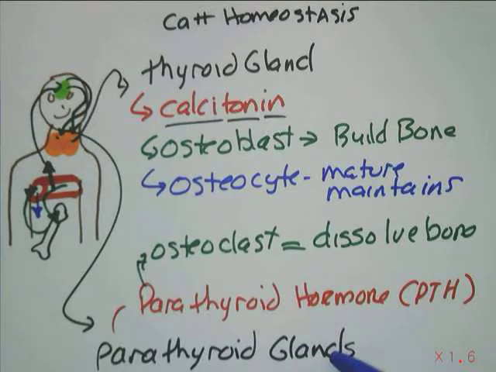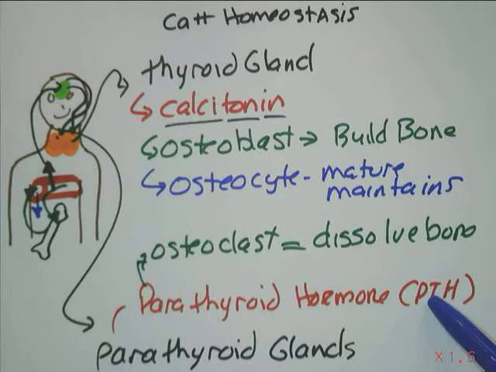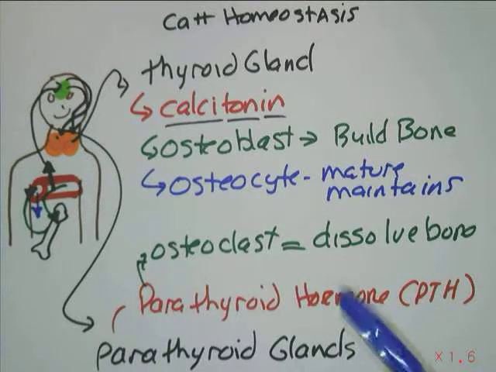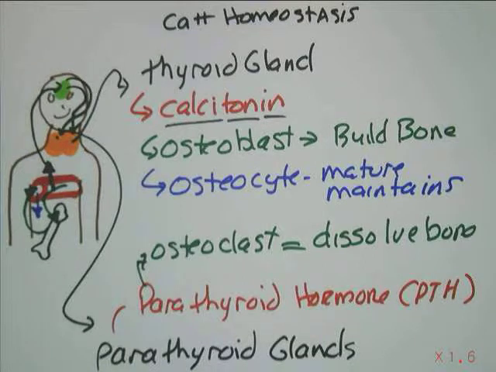The parathyroid gland secretes parathyroid hormone. Its trigger is too little calcium in the blood. The cell it activates is the osteoclast. Its function is to dissolve bone tissue. So increased PTH increases the calcium level in the blood. By dissolving bone, the calcium from the dissolved bone goes back into the blood supply. The final cell is the osteocyte. Its function is to maintain the bone as a mature bone cell.